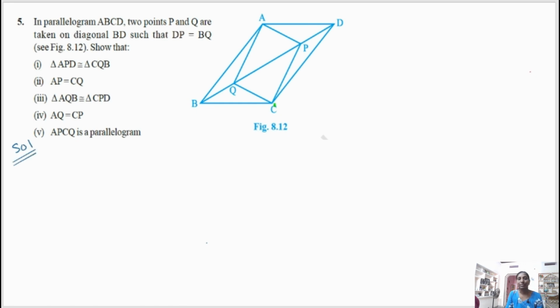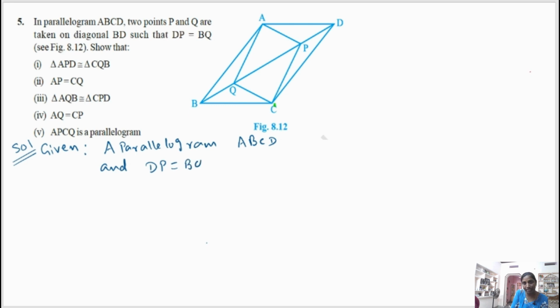I always say that first we should write the given things. Observe the figure carefully, then read the question again, then write the given things. What is given in the question? A parallelogram ABCD, and one more thing, on diagonal BD, DP is equal to BQ. It is also given. Now we will start the proof.